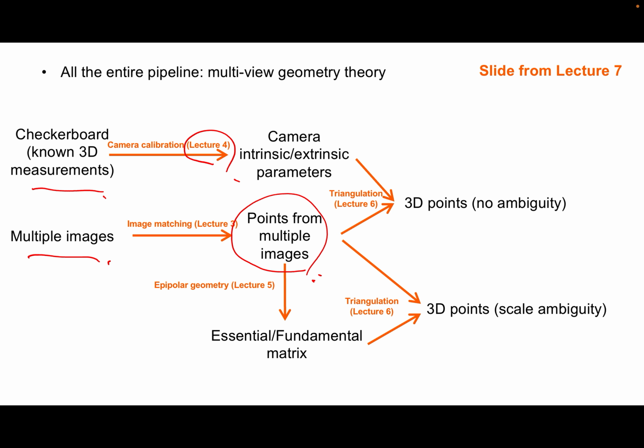And then if we do not have a checkerboard, if we do not have 3D measurement, then we can use epipolar geometry to get essential and fundamental matrices. These matrices give us camera information up to scale. So there's scale ambiguity. If we have a checkerboard with known 3D measurement, we can triangulate points from multiple images to 3D space without any ambiguity. If we do not have any known 3D measurement, then there is scale ambiguity, but we still can triangulate points from multiple images to 3D space with scale ambiguity. So that is what we learned so far.